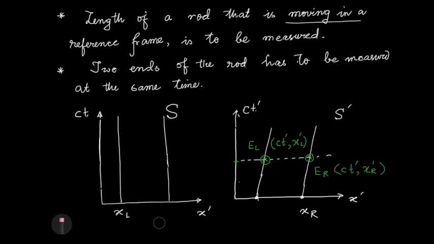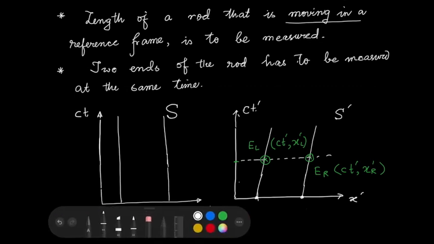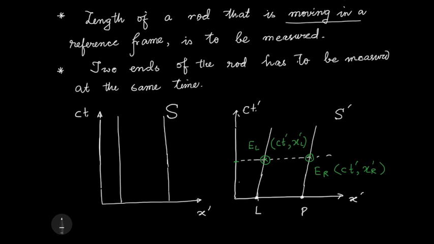So this again can confuse you. So let me not write XL XR here. This should be written as L and R. It is just denoting the left and right end of the rod. Okay.